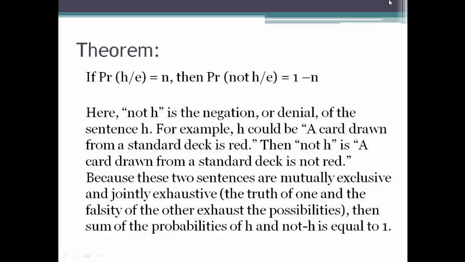Alright, last thing we're going to cover, in addition to the 4 rules, is this theorem. If the probability of H given E equals N, then the probability of not H given E is equal to 1 minus N. Here, not H is the negation or denial of the sentence H. For example, H could be a card drawn from a standard deck is red. Then not H is a card drawn from a standard deck is not red. Because the two sentences are mutually exclusive and jointly exhaustive, the truth of one and the falsity of the other exhaust all the possibilities, then the sum of probabilities of H and not H is equal to 1.